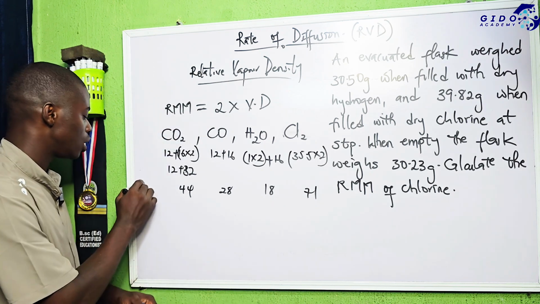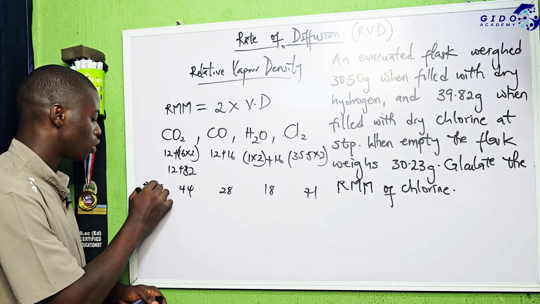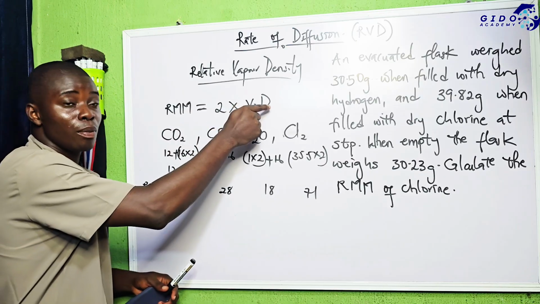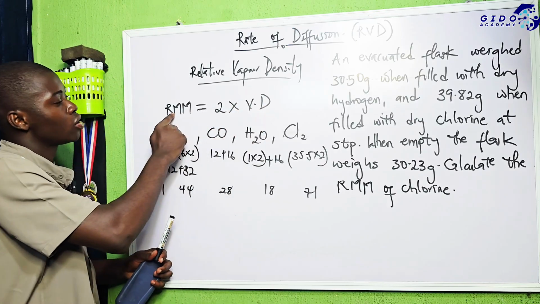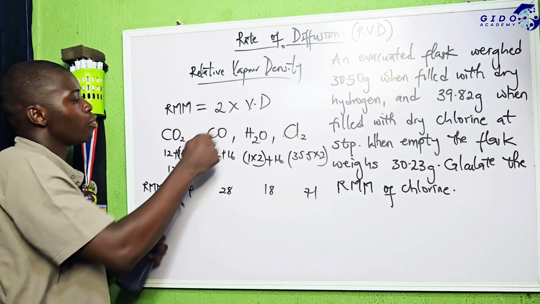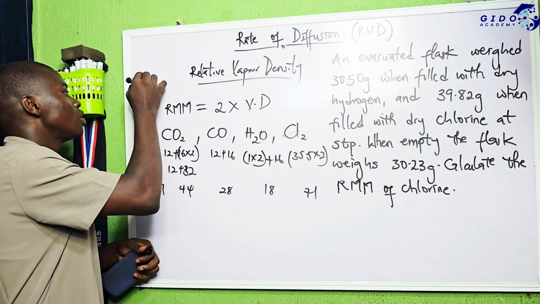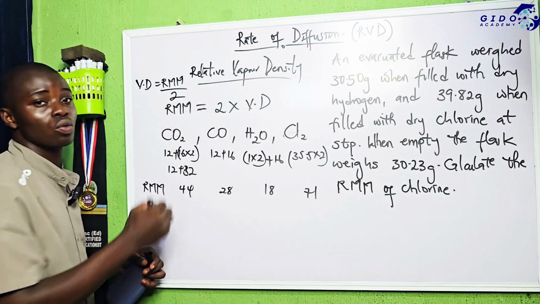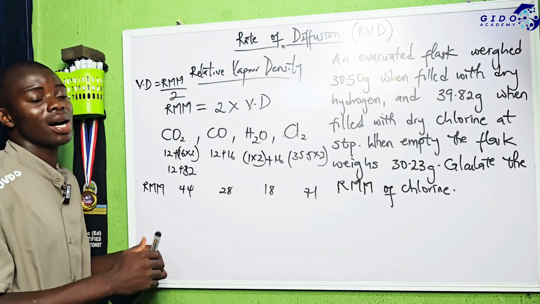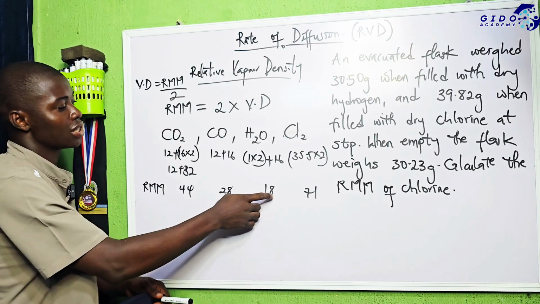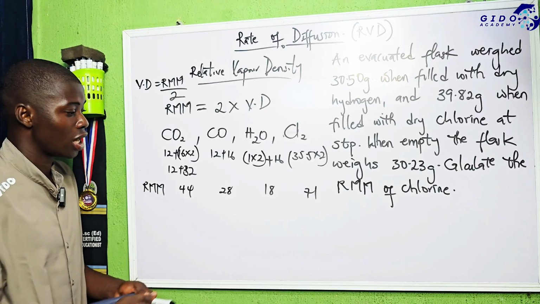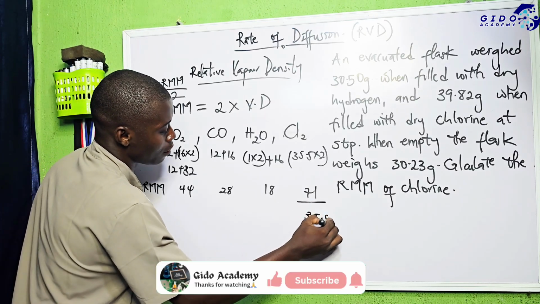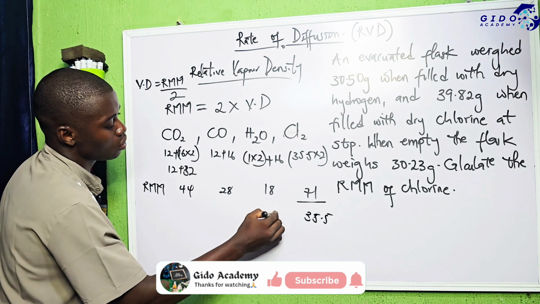Now, this is the relative molecular mass of the compound. Like what I said, relative molecular mass is 2 times the vapor density. So if you have gotten the relative molecular mass and you are looking for the vapor density, therefore our vapor density equals relative molecular mass divided by 2. So which of them has the lowest relative molecular mass? The answer is already hydrogen. But let's calculate. This divided by 2, we have 35.5. This divided by 2, we have 9.